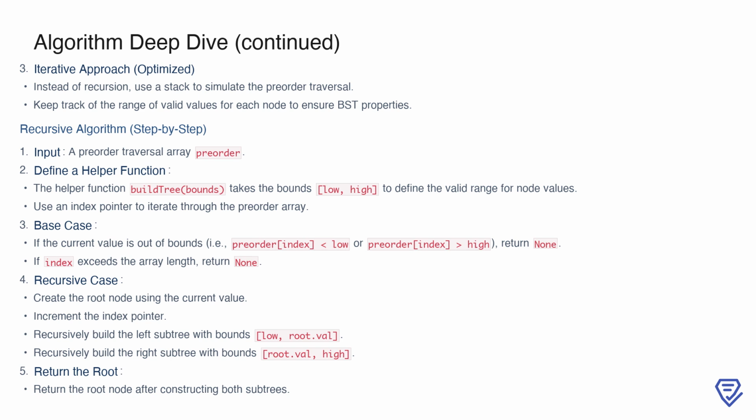For the recursive case, we create a root node from the current value, increment our index to process the next element, and then recursively build the left subtree with updated bounds for smaller values and the right subtree with bounds for larger values.